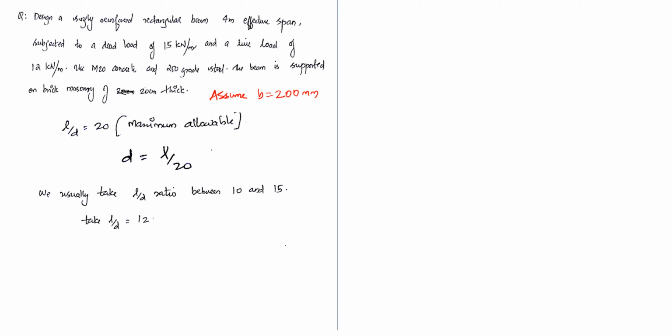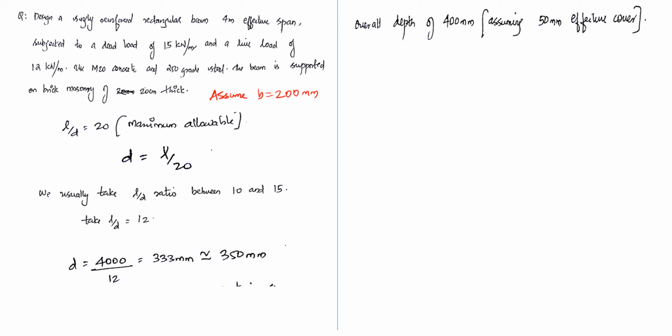Based on that, I'll get D is equal to 4000 divided by 12. I'll get it as 333 mm, which I'll round off to 350 mm. Now I'll assume an effective cover of 50 mm for a beam, which means I will get an overall depth of 400 mm, that is 350 plus 50 mm.